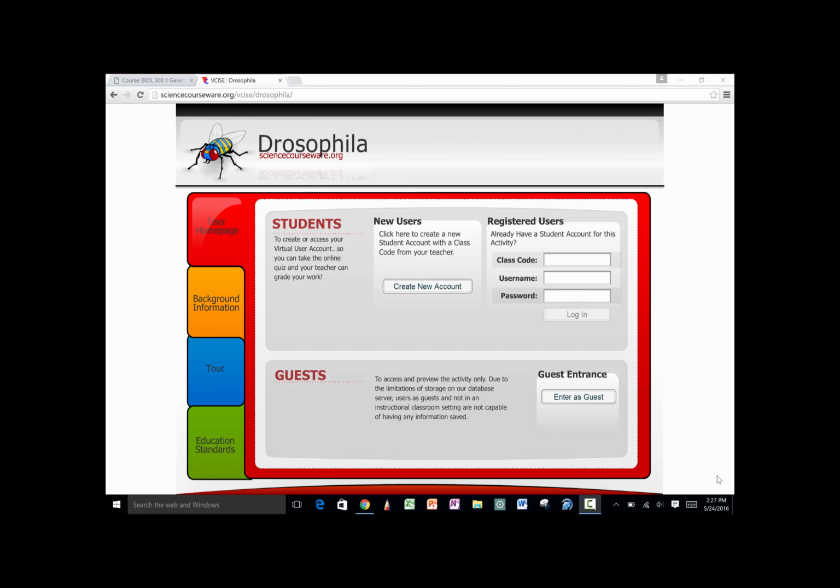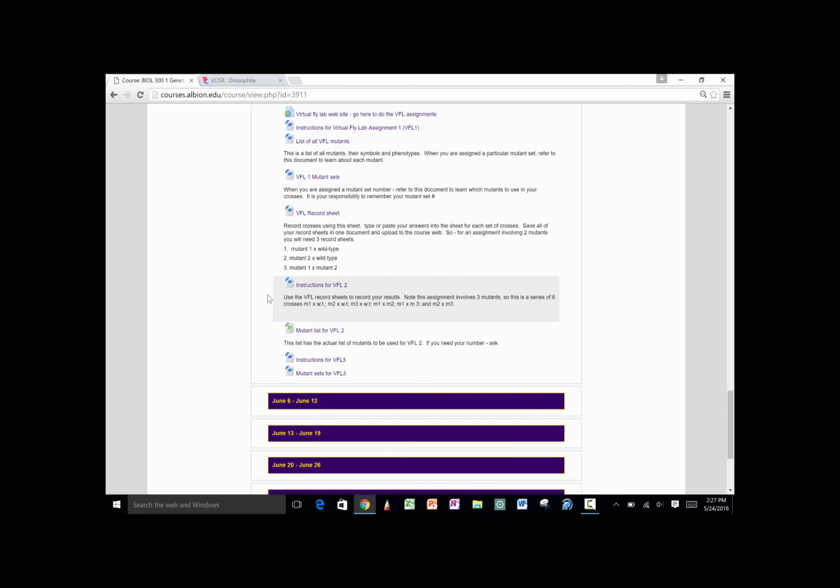So I'm going to go back. This is the Virtual Fly Lab site, but I'm going to go back to the course web and show you where to get the mutants. I'm actually going to basically wing it and not follow the instructions exactly, but I think I know what they are. But first I'm going to go get my mutants.